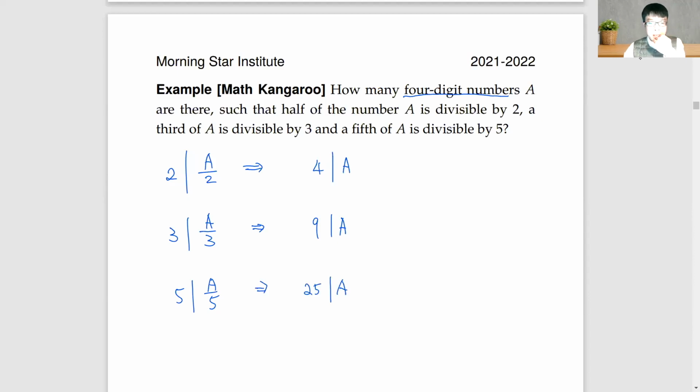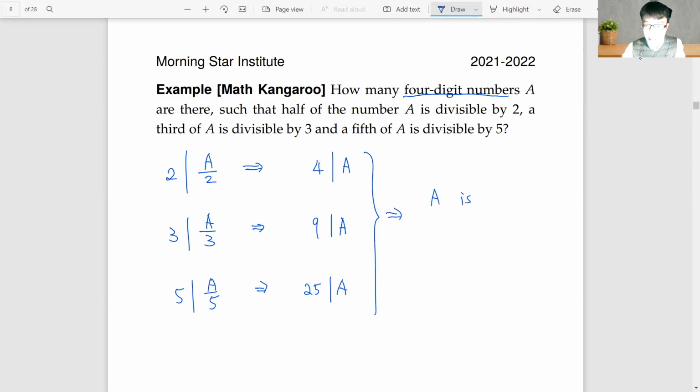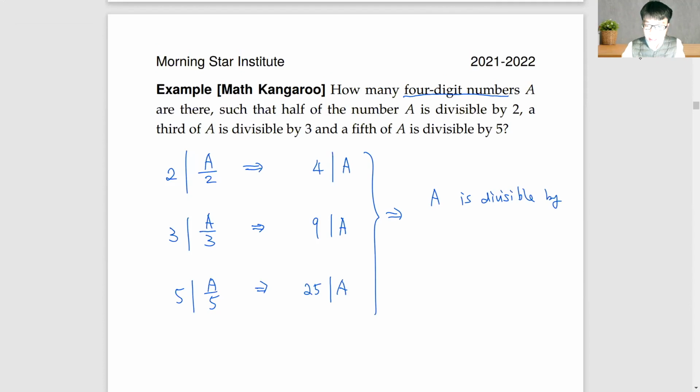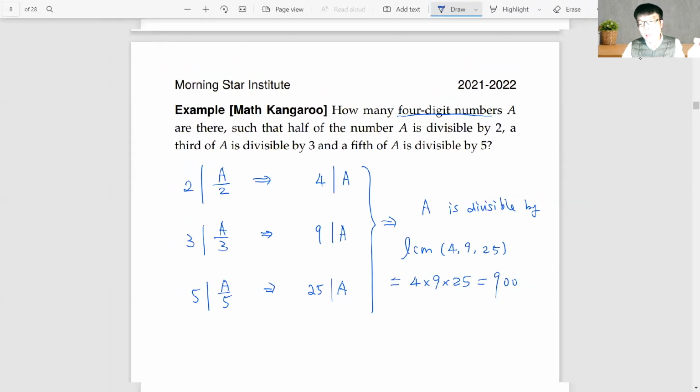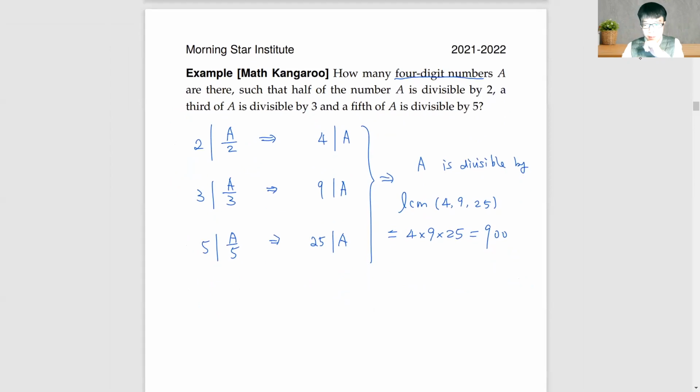Now we got all requirements. A is divisible by 4, divisible by 9, and divisible by 25. We conclude that A is divisible by their LCM of 4, 9, and 25. And actually, these 4, 9, 25 don't share any common factor, so the LCM just corresponds to their product, which is 900. So our requirement for A is divisible by 900. And also we require A to be a 4-digit number.